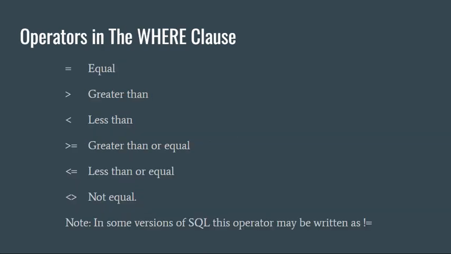Now, operators in the where clause. What are the different operators which we are going to use in the where clause? Basically the first operator is equal, then the greater than symbol, less than symbol, greater than or equal to symbol, less than or equal to symbol, and not equal to symbol. In some versions of SQL, the not equal to operator may be written differently. It is like this one, which is given in the statement.